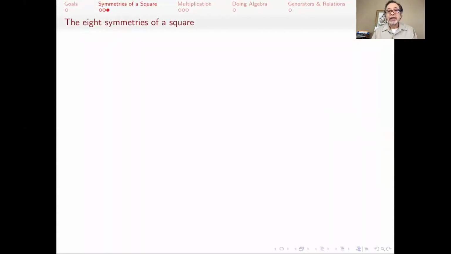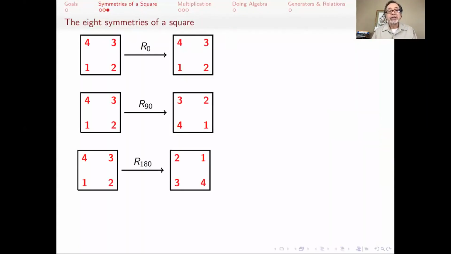We can list them, the 8 symmetries. There are the rotations. I put R0, that is also a symmetry, which every geometric object will have.